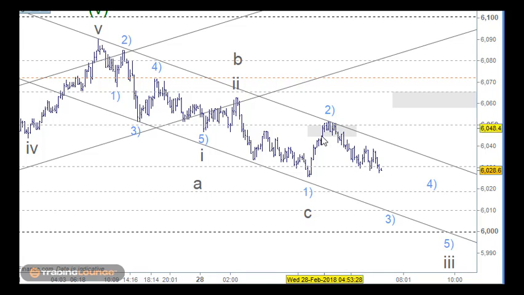So if this low gets taken out here, then this ABC that I've got here is not correct, and that certainly looks like the case, doesn't it? But I just had to put it in and point it out. So once that low is breached there, then we can go into our bearish count.